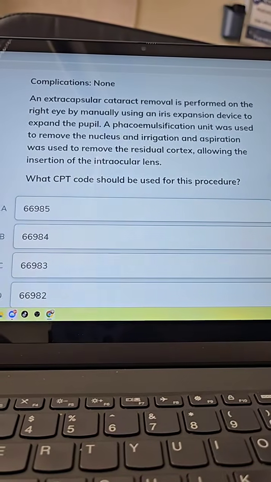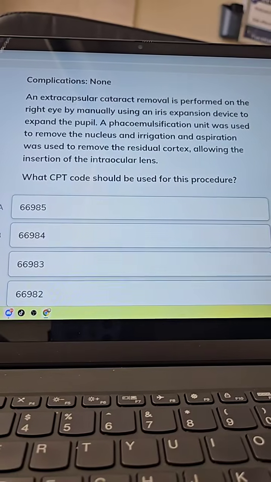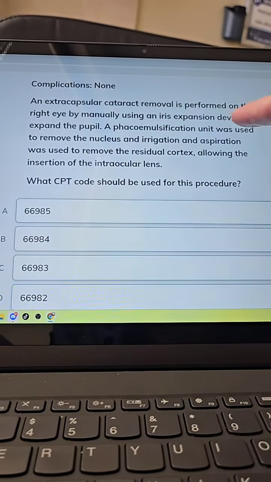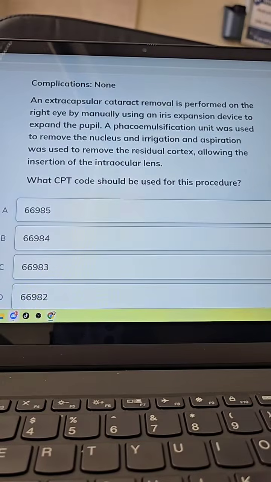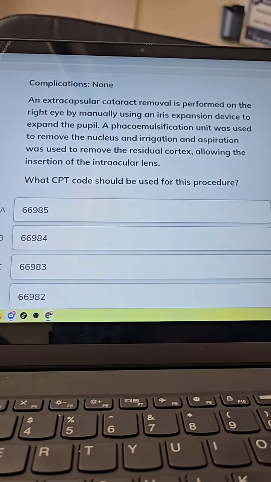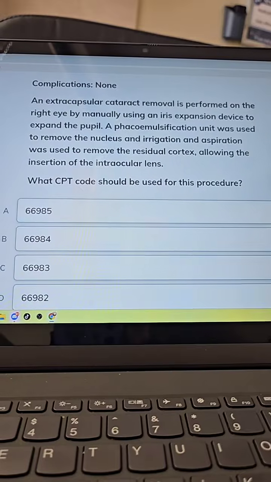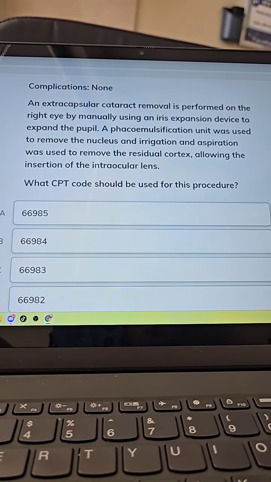So what do you guys think is the answer? Can you find that particular wording inside one of the CPT code descriptors? Let me know in chat what you think the answer is.